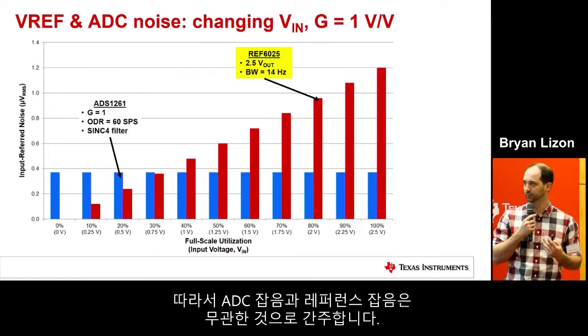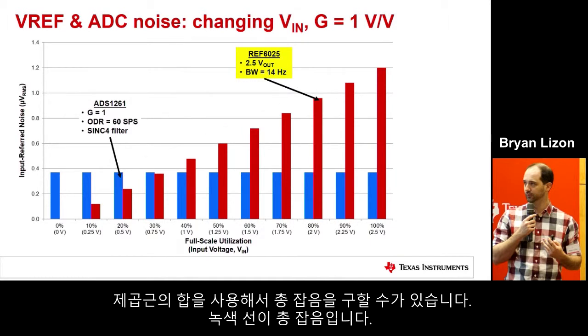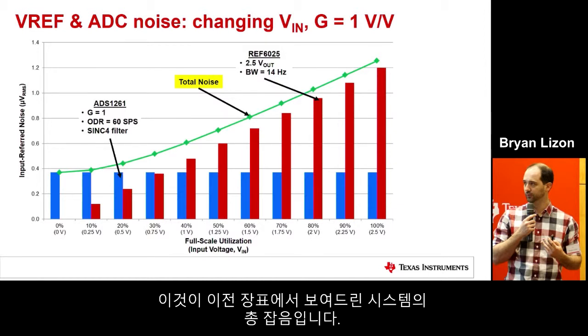The ADC noise and the reference noise, we consider them to be uncorrelated. So we can determine the total noise just by doing the root sum of squares. That's shown by this green line here. So this would be the total noise of that system I showed on the previous slide.